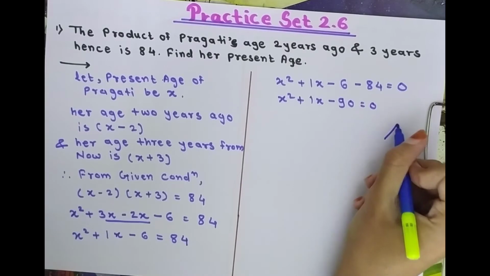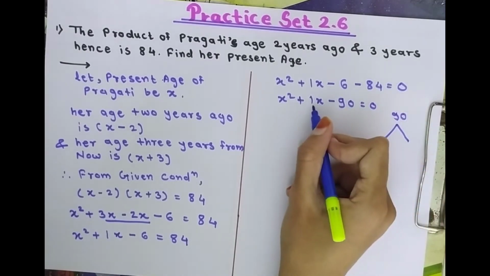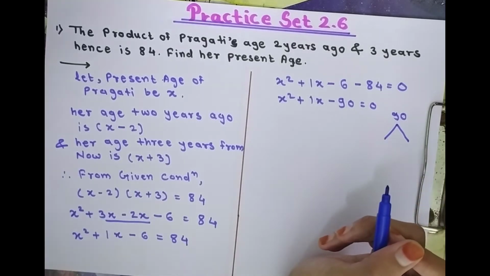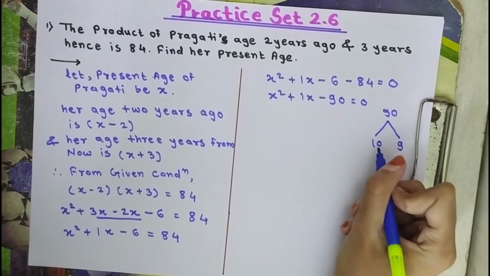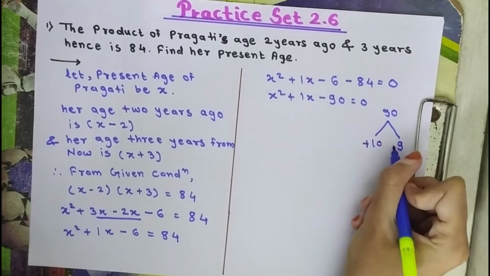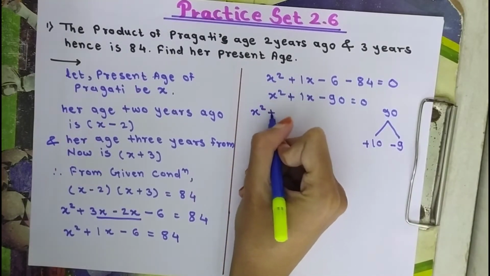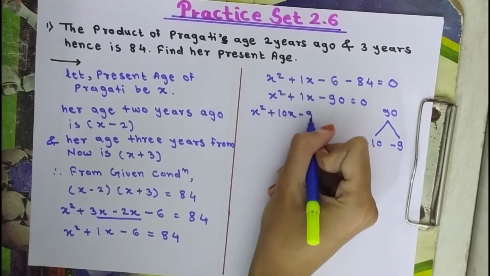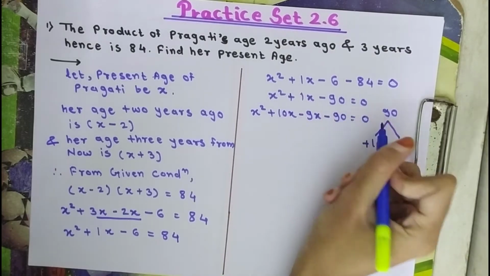So here, what product do we want? 90, and what addition do we want? 1. So 10 nines are 90. 10 minus 9 is 1. So we want plus 1, right? So here take the plus sign and here minus. So write this: x square plus 10x minus 9x minus 90 is equal to 0.